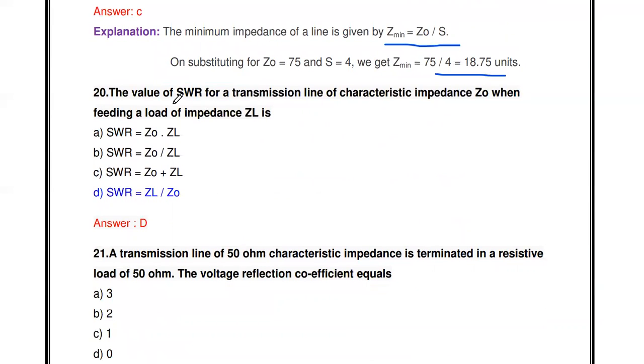Then the next question, the value of SWR for a transmission line of characteristics impedance Z naught when feeding a load of impedance ZL is dash. That is, what is the relation between SWR, characteristics impedance, and the load impedance. So the SWR is nothing but the ratio of load impedance divided by characteristics impedance. So the ratio of load divided by characteristics impedance is said to be SWR.